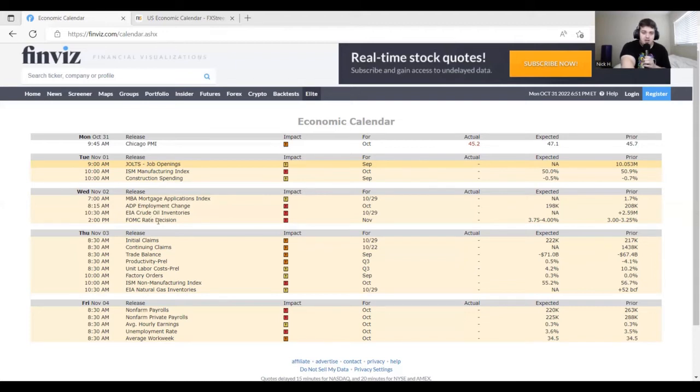Employment change, the rate decision on Wednesday, those are two massive things to watch for. Basically, non-farm payrolls, how many jobs were added to the economy or subtracted, is going to come out on Friday. That's massive data. And the unemployment rate. So you see red. So you see tons of data comes out.